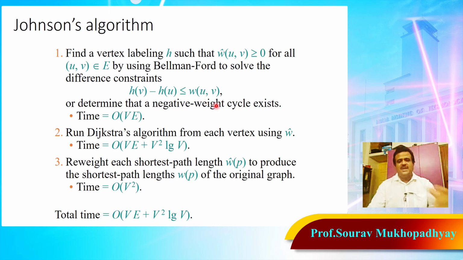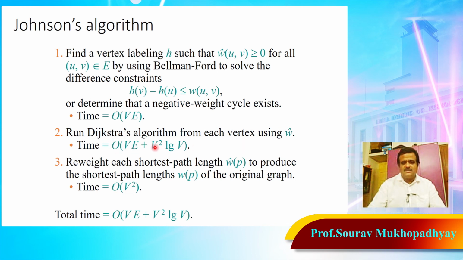Or we can determine that a negative cycle exists. If a negative cycle exists, there is no question of shortest path, even using Dijkstra's. And this can be done in order of V times E time, because we are applying Bellman-Ford to get this h. So once we got this h, we have new edge weights, and those will be positive. So once we get this, we can run Dijkstra's V times.